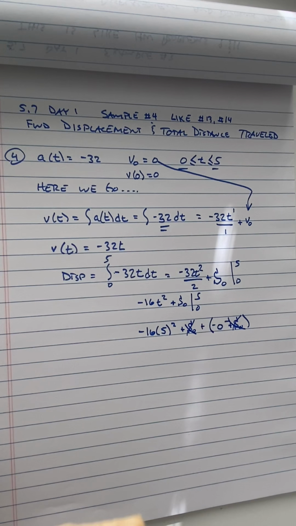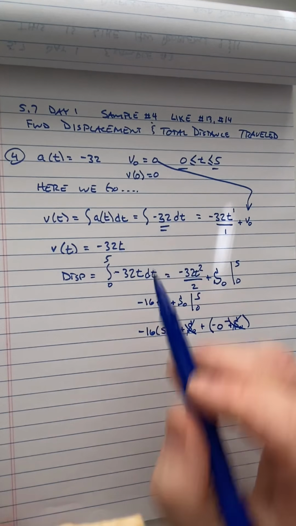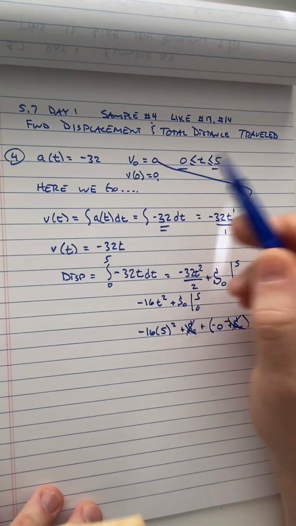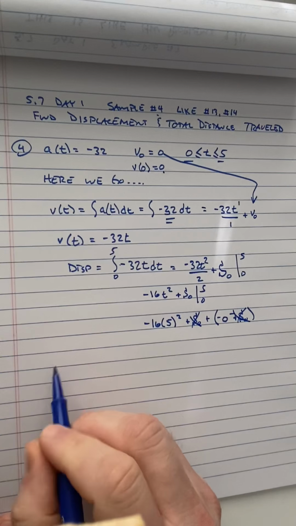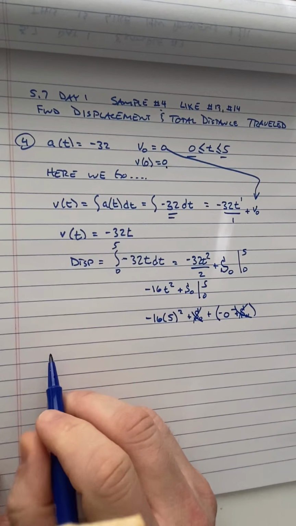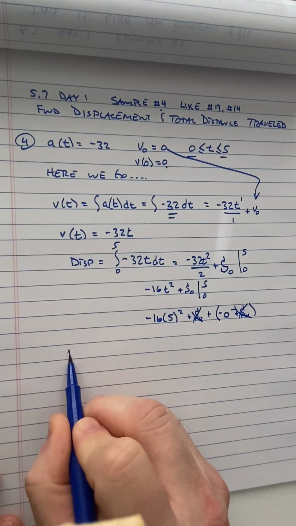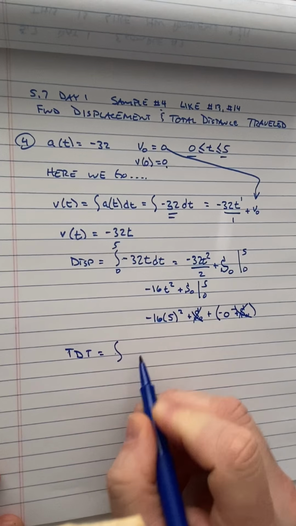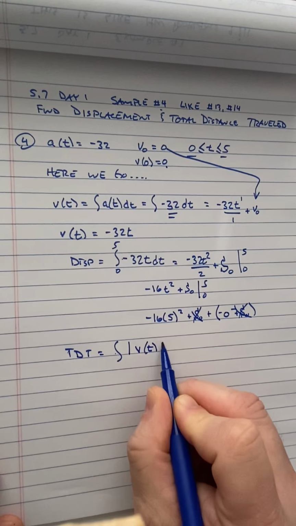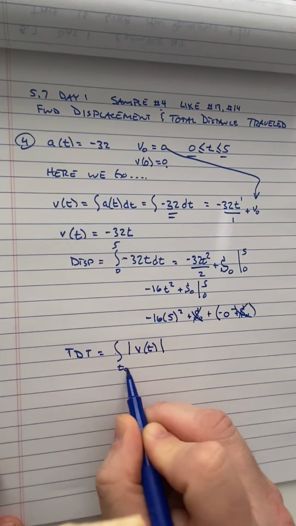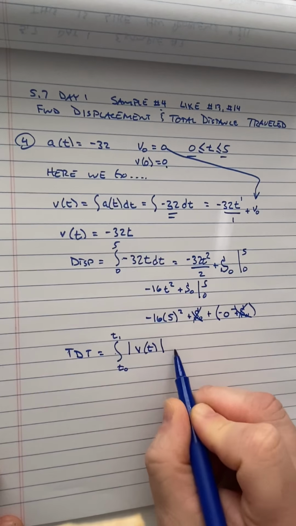So this is a drop a coin off the Willis Tower problem, okay? The initial velocity for dropping something is 0, and the original position would be on the 113th floor. All right, now here's the setup to find the total distance traveled. The total distance traveled, or the TDT, is equal to the integral of the absolute value of the velocity machine from one t value to the next, all with respect to time.